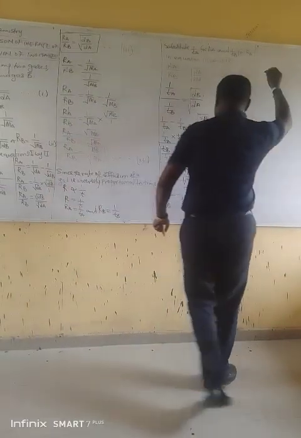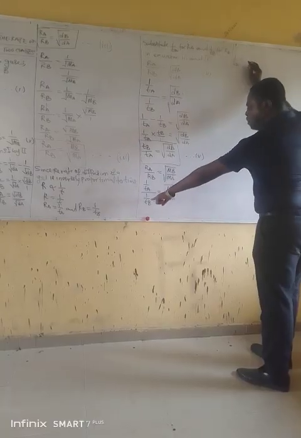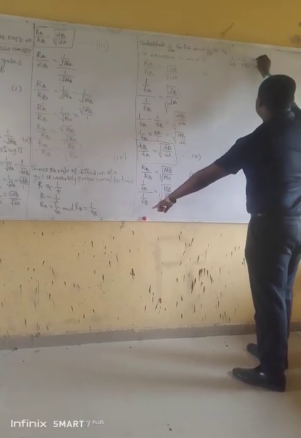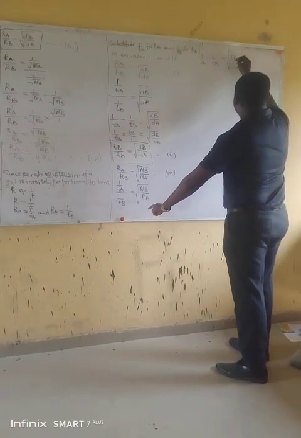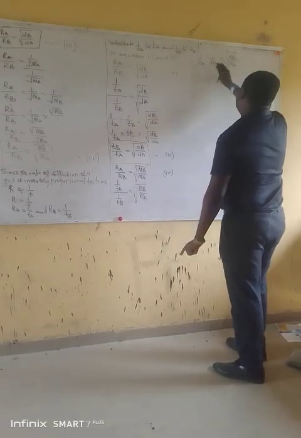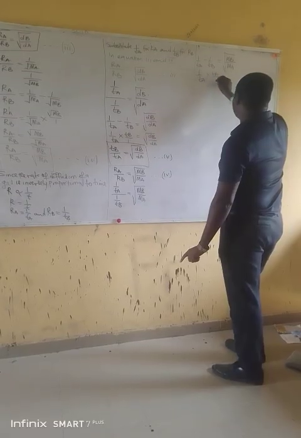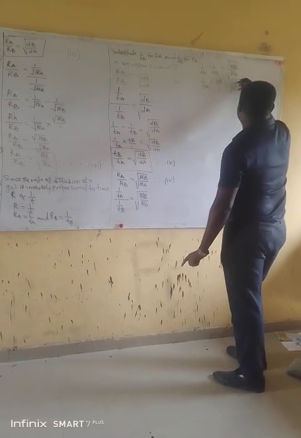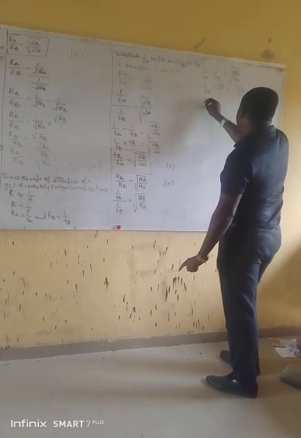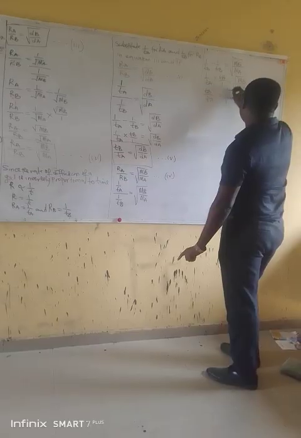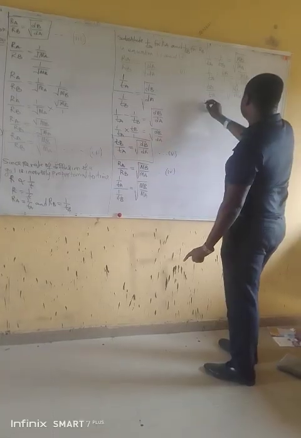Now, come back here. I can have 1 over TA divided by 1 over TB is equal to square root of MB over MA. Then let's change this sign. 1 over TA times TB over 1 equal to square root of MB over MA. This one times this one, I have TB over TA equal to square root of MB over MA. This is the fourth formula. Yes, we are done now.